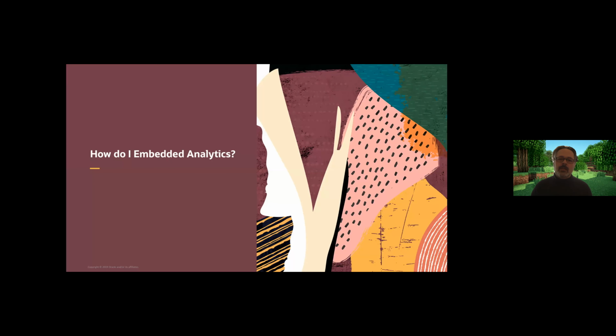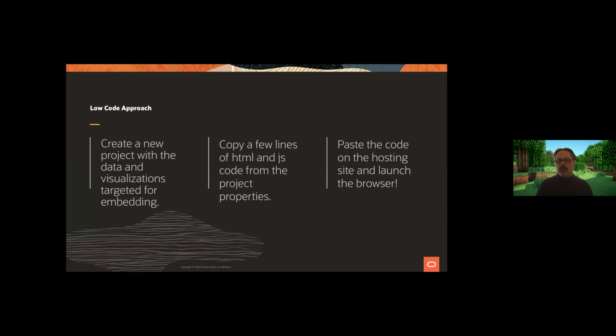Okay, so we found out what it is and some of the use cases. So how do you actually do the embedding of the analytics content? We have a low-code approach. You create the project within Oracle Analytics with the various data visualizations that tell the story of your data. Then there's a reference within there where you can take a few lines of HTML and JavaScript code from the project properties and paste that into your target environment.